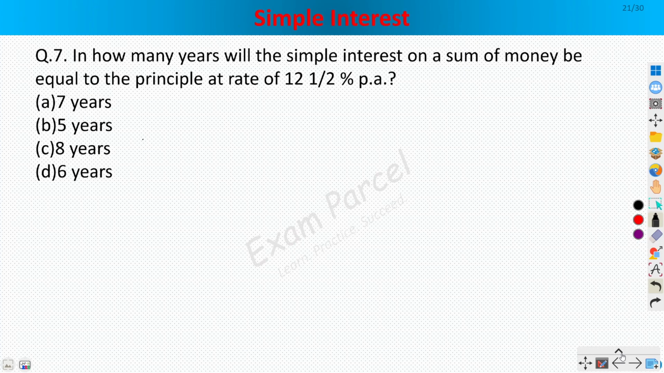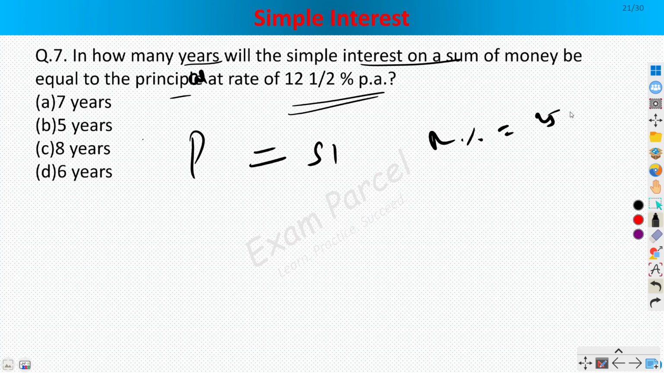Okay, question number 7. In how many years will the simple interest on a sum of money be equal to the principal at a rate of 12 1 by 2% per annum? So the question says there is a principal P and there is simple interest SI. In how many years will the simple interest be equal to the principal? The rate percent is given as 25 by 2%. 12 1 by 2 will be 25 by 2%.